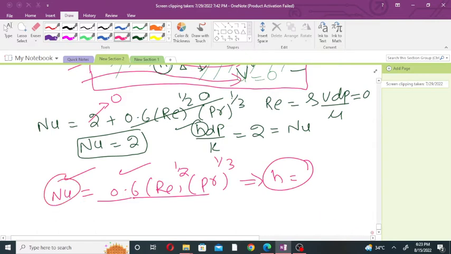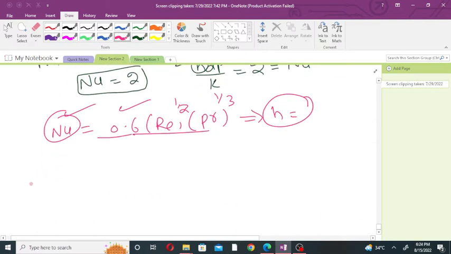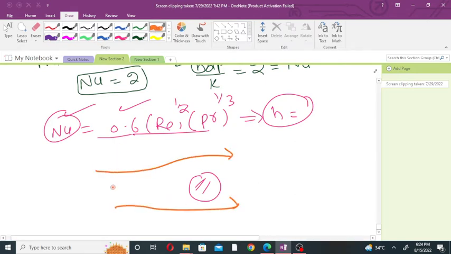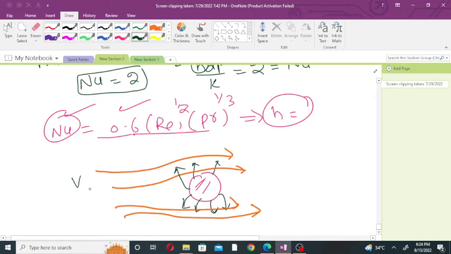Similarly, for mass transfer, suppose this is a catalyst particle, and there is a fluid flowing around the catalyst particle, and suppose mass is transferring from the catalyst particle to the fluid. Suppose component A is transferring from the catalyst particle to the flowing fluid, and the velocity of the fluid is V. Then how will you determine the mass transfer coefficient?